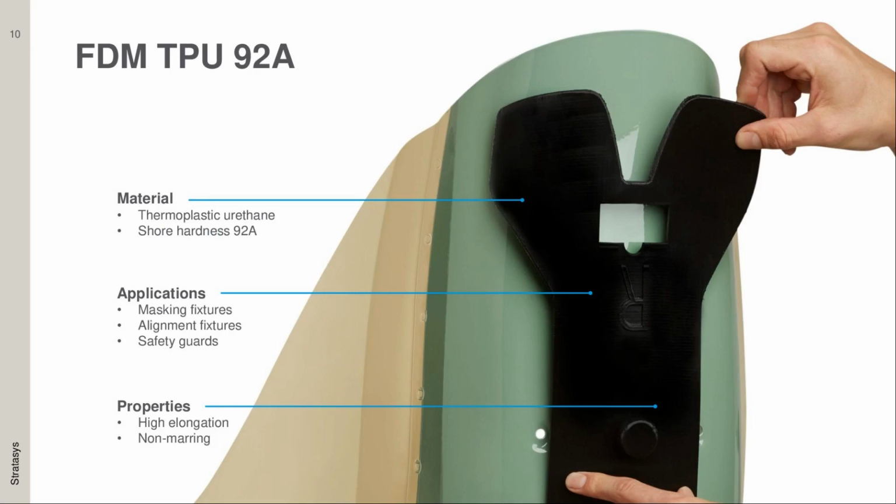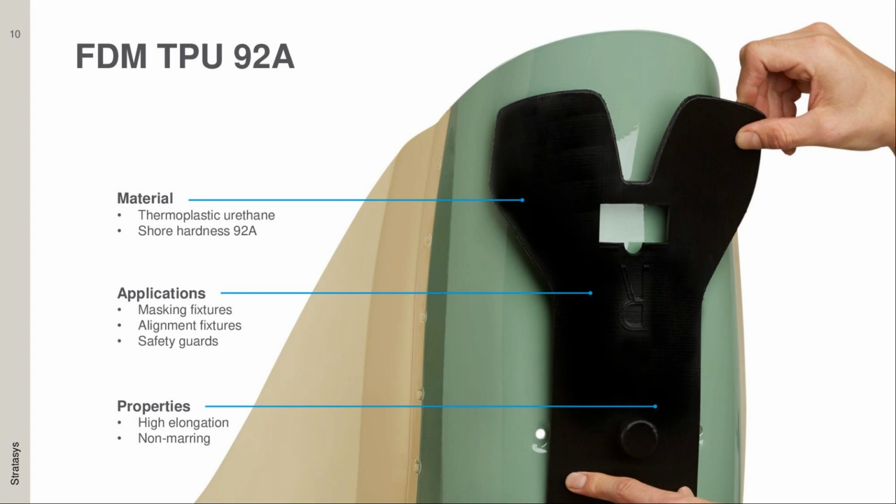FDM TPU92A. This is one of our newer materials, and this is Stratasys's first foray into the thermoplastic polyurethane space. For those of you that aren't well versed in this space, all of the materials that our FDM systems extrude are thermoplastics. Now, thermoplastics in nature are rigid, and they flow once they're heated up, so they can melt and flow like a hot glue gun. Thermoplastic urethane is still a thermoplastic, but having the urethane component makes it flexible, so it's more like a rubber-like material. Now, 92A is the Shore hardness, to give you an idea of where it is.